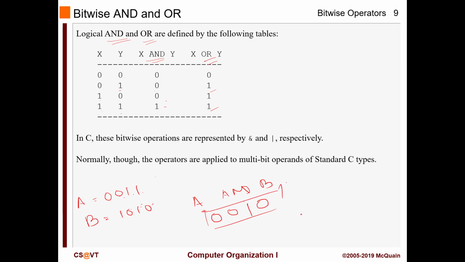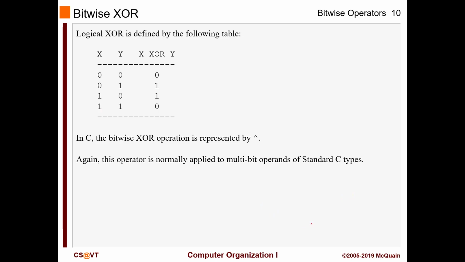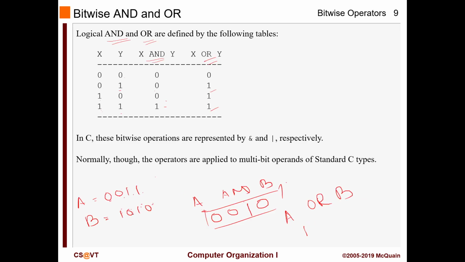And if we are going to do A or B, what we're going to get is, remember, if there is any 1, it's going to be 1. 0 1, so it's going to be 1. In case of 0 0, it's going to be 0. 1 1. So this is the output. So this is how and or or works in C. So yeah, I hope that makes sense.